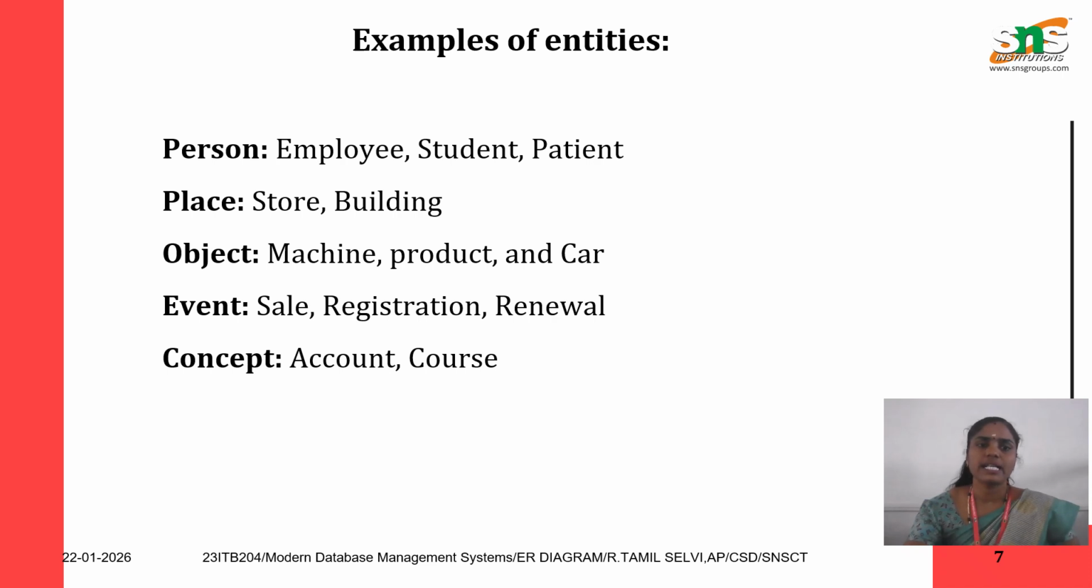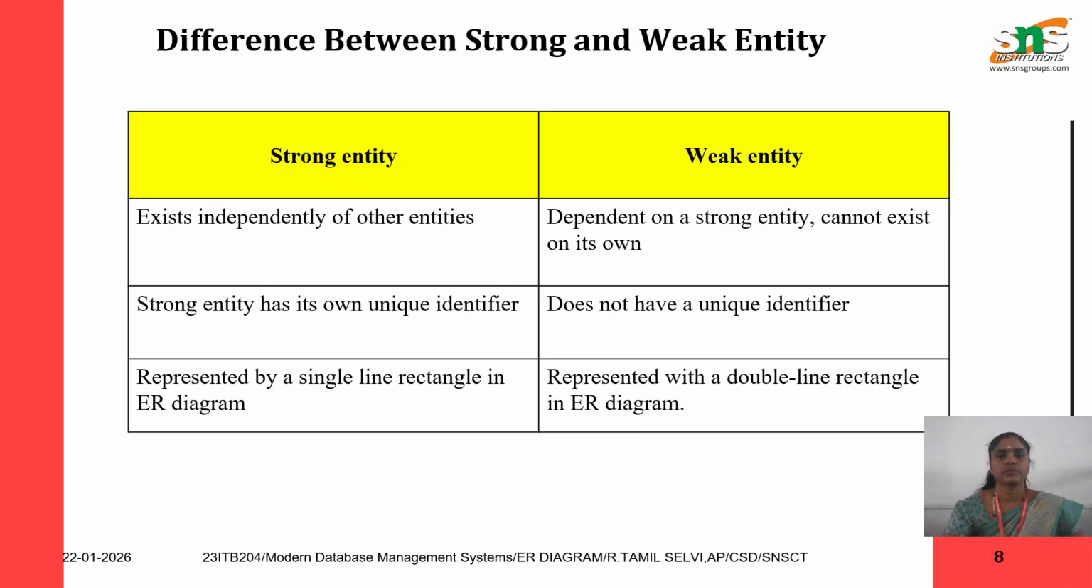Let's consider these examples. If the person is the entity, then we can represent employee, student, or patient. And if we mention the entity as place, it can be a store or building. If the entity is object, it can be a machine, product, or car. If the entity is event, it can be sale, registration, and renewal. And last one, if the entity is concept, it can be account or course.